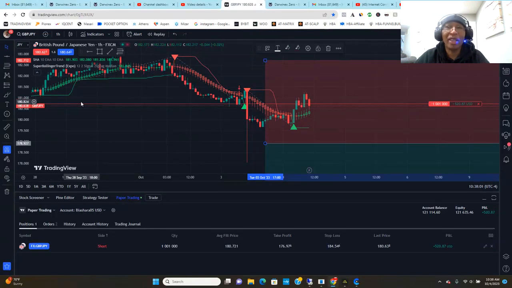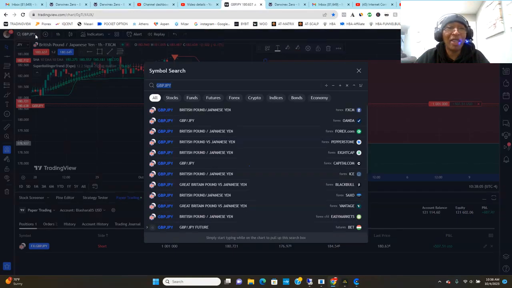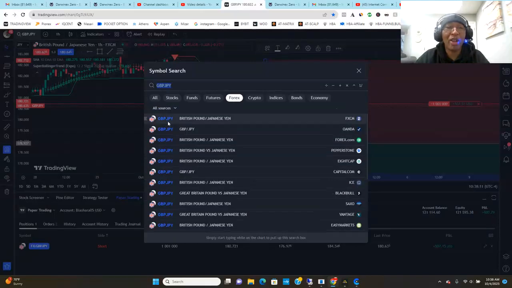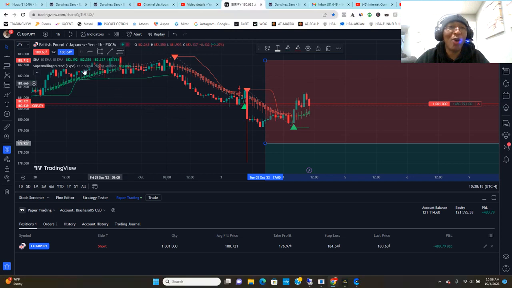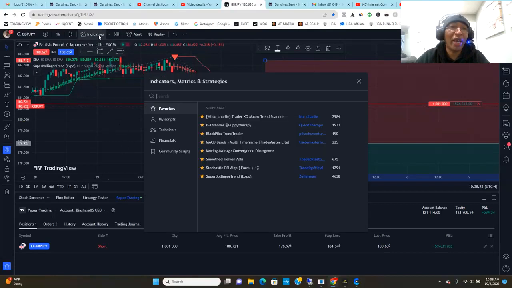Okay, once you have the account open, come to the Forex section. Under the Forex section, you see here stocks, funds, futures, you go to the Forex section. That's where we are. Pick this pair right here. This is what we are looking at, GBP/JPY. Easy peasy, right? Guys, easy peasy. And then go to where it says indicators.